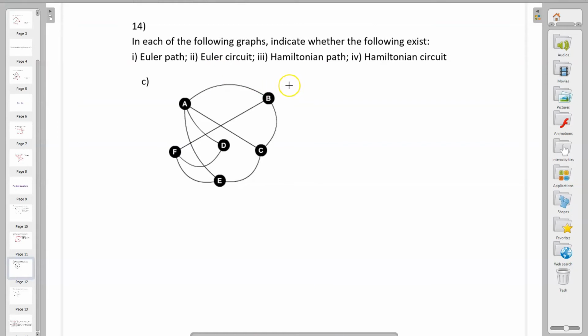Remember, for an Euler path, we need to have exactly two odd-numbered vertices, and the rest have to be even numbers. So we see B is 3, C is 3, but E is also 3, so is F. So in that case, we can be very clear in saying there is no Euler path and no Euler circuit either. So let's focus on the Hamiltonian path. Remember, for a Hamiltonian path, we're looking to hit every vertex once.